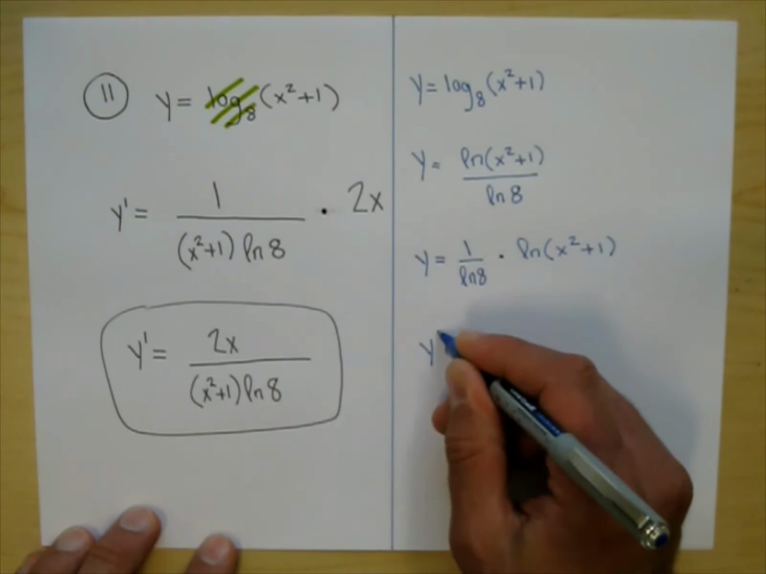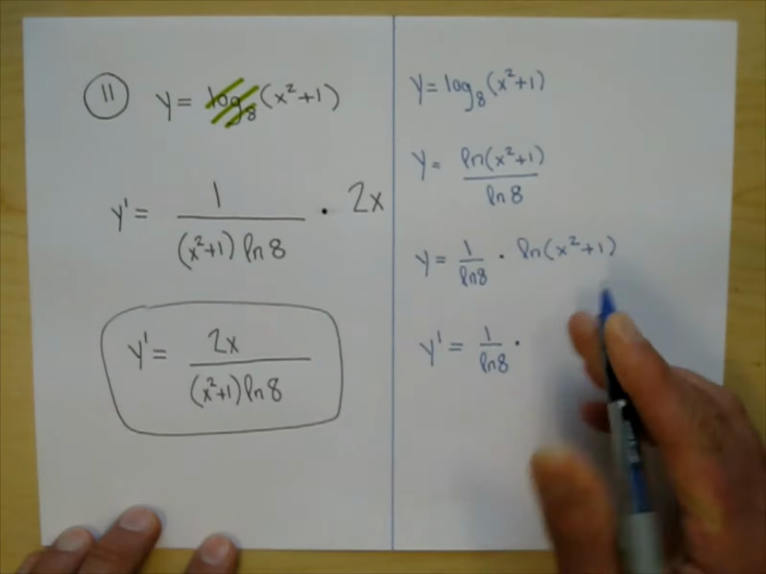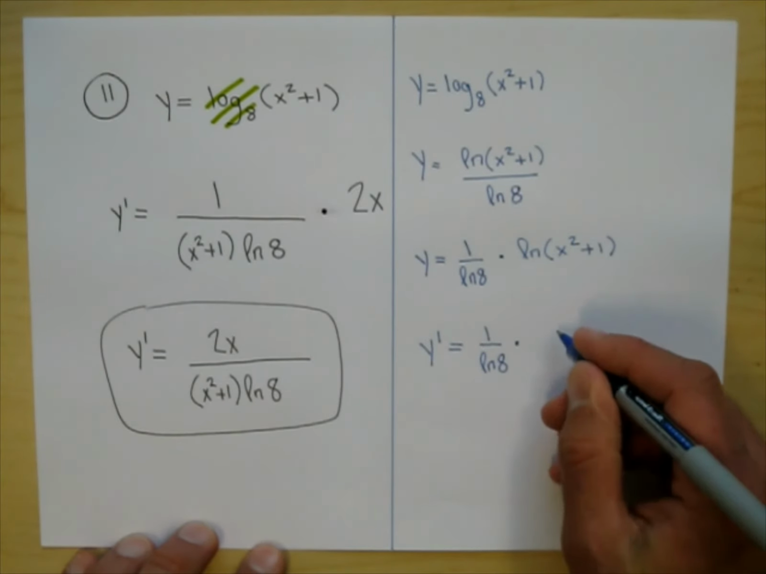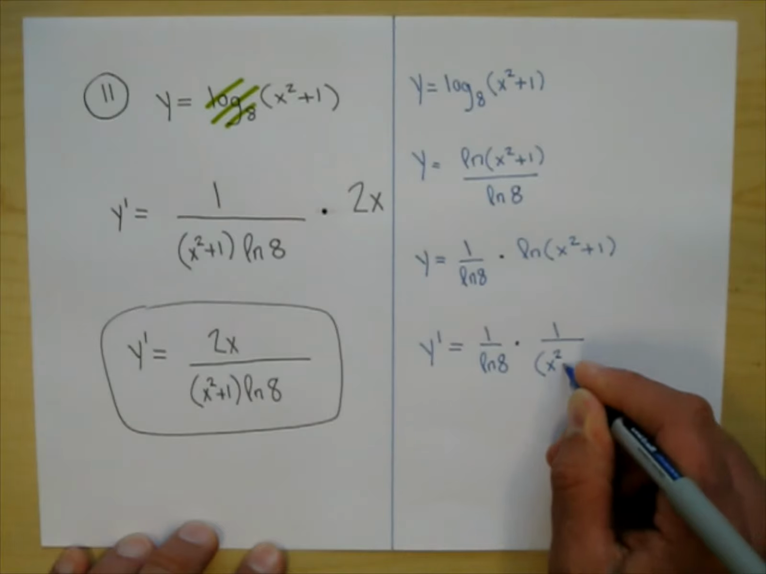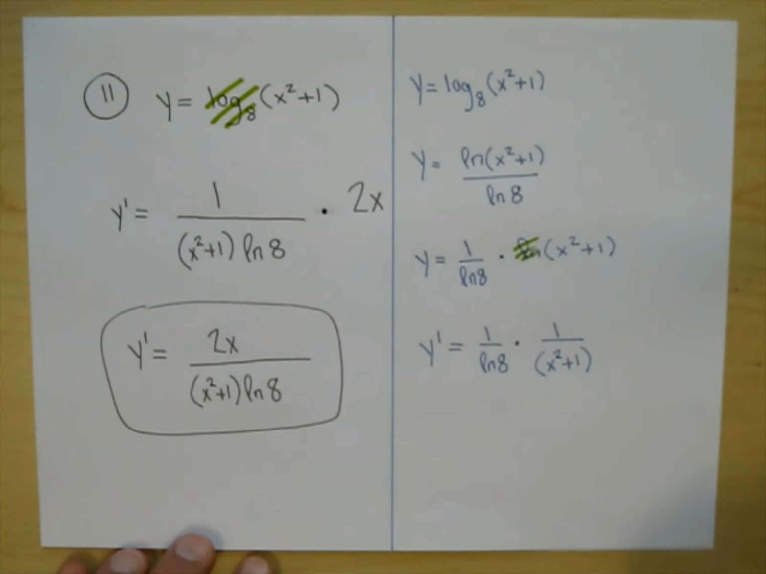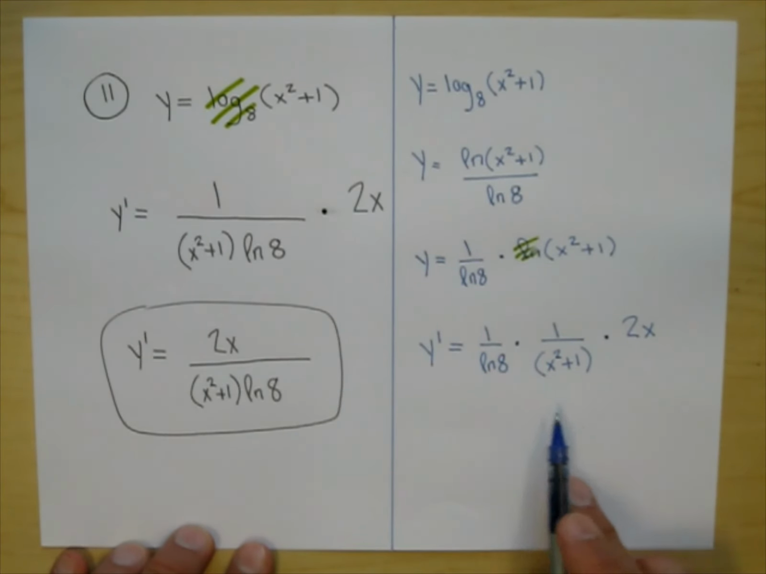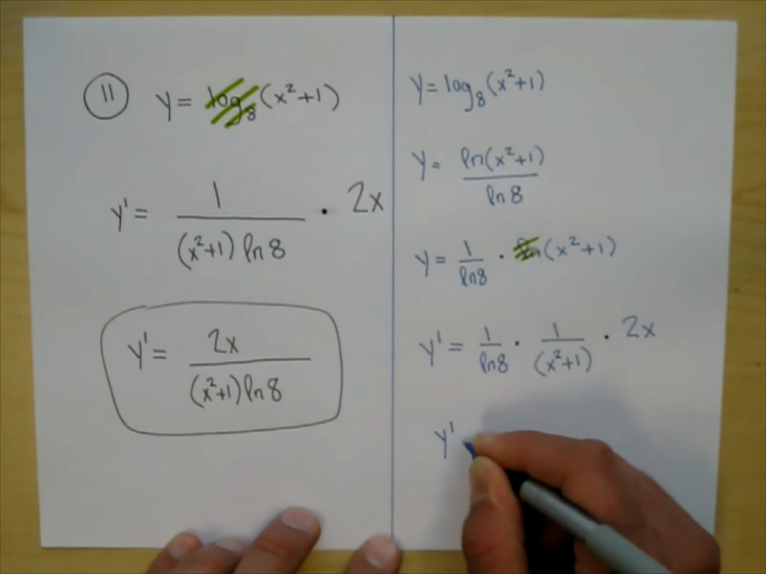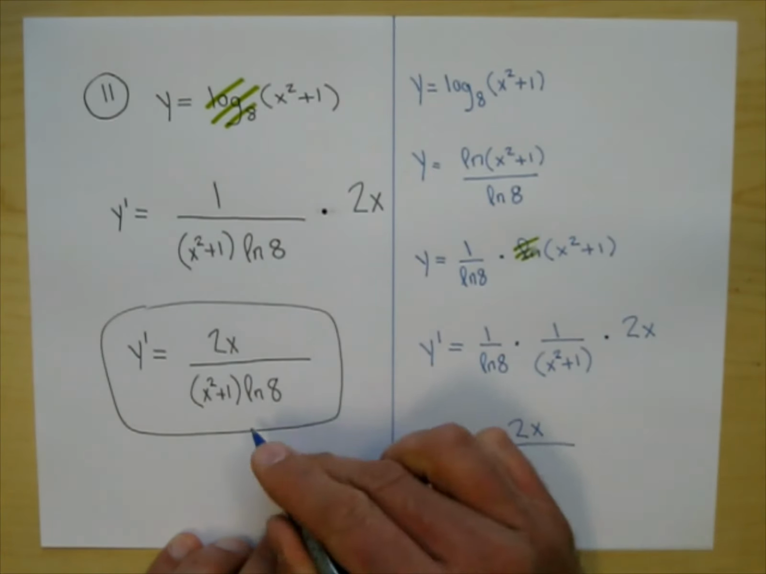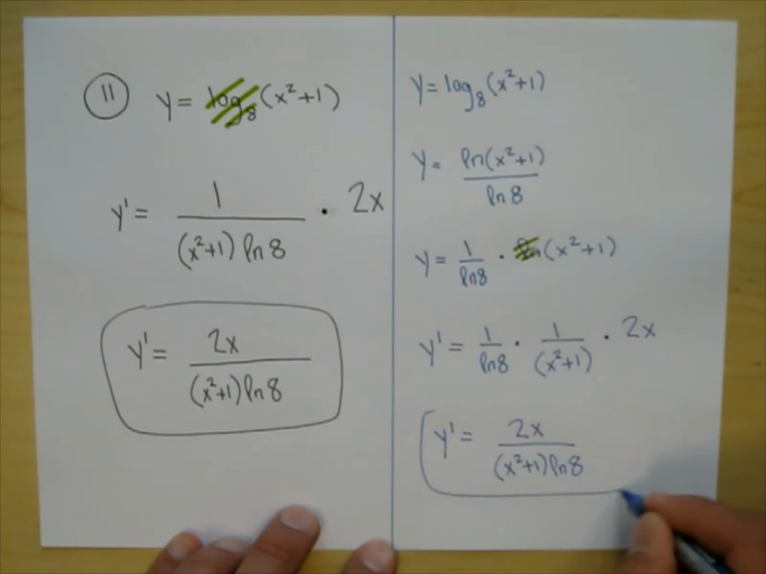So now let's go ahead and take the derivative. The derivative of a constant times something, I'm going to write out the constant. And now I still have to do the chain rule, but now it's the ln of something. The derivative of ln of something is 1 over something. That gets rid of the ln. And now we do the derivative of the something, which is 2x. And look what we have. When we put it all nicely together, we get 2x on the top, and on the bottom, I'll put it in the same order as over here, we have x squared plus 1 in parentheses times the ln 8. And so this gives us the same answer.